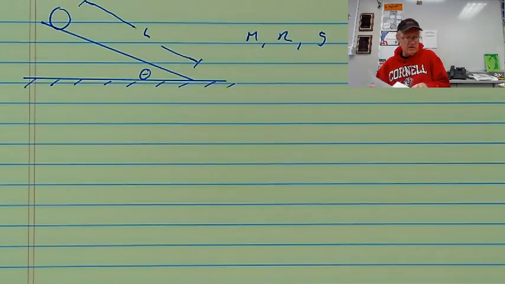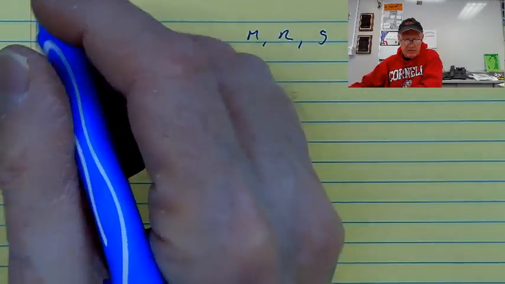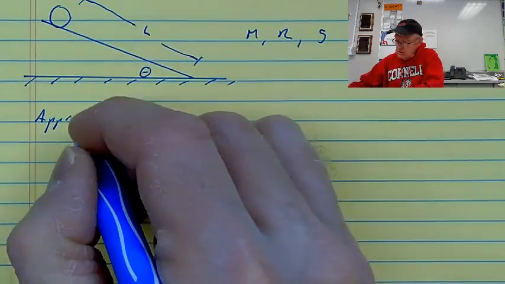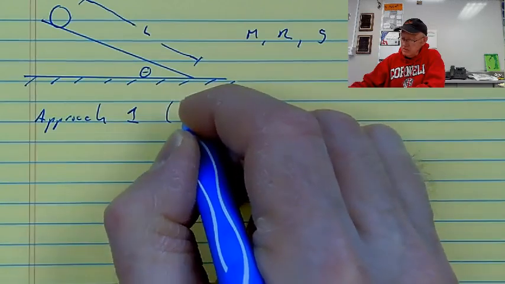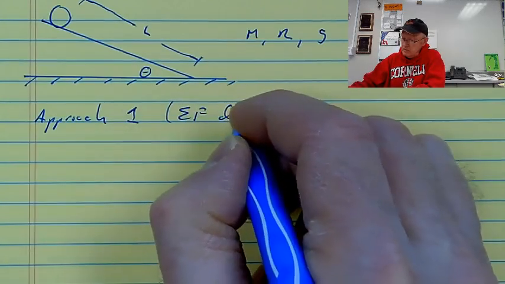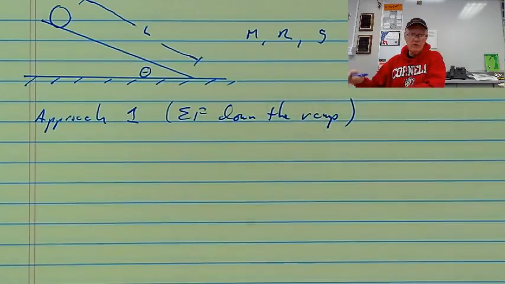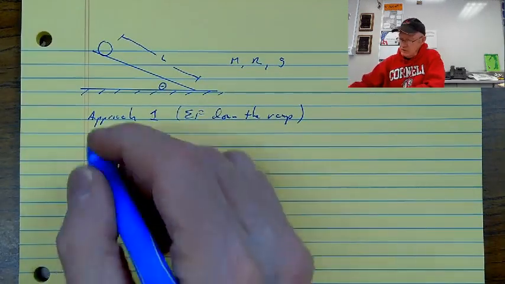Give me just a moment. I need to get my scoring guidelines handy. Okay, all right. So we'll call this approach one, and I'm imitating scoring guidelines on this. They actually offered three different approaches. And what should we call that? We'll call that sum of forces down the hill, or down the ramp. And that will be our name for this approach. Let me back this out just a little bit.